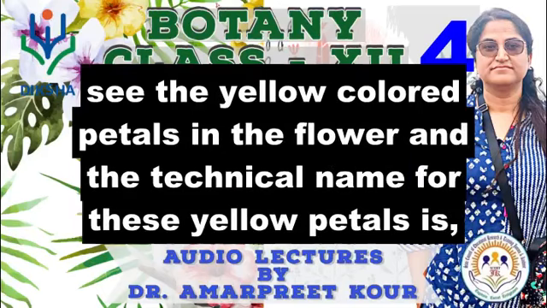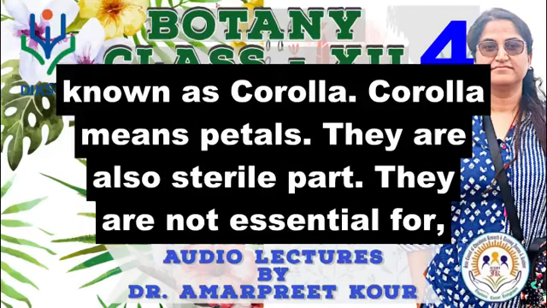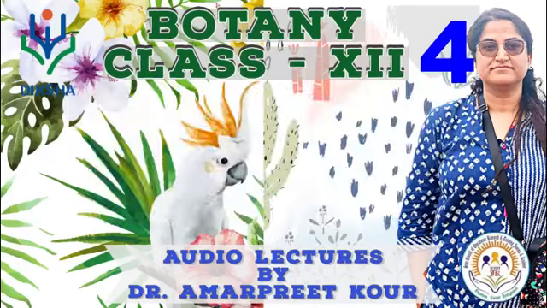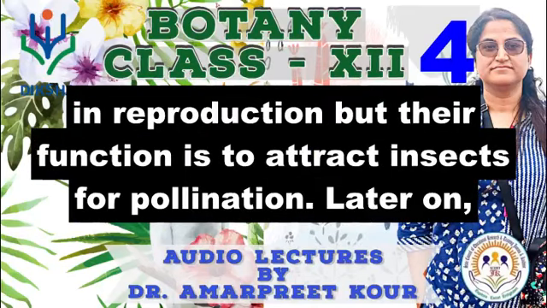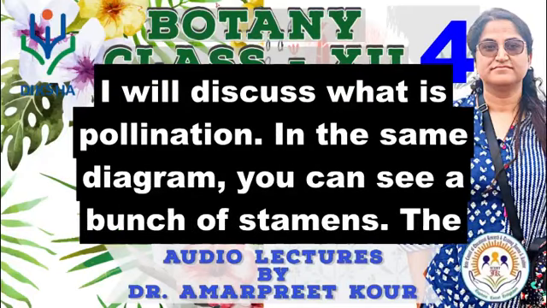Second, you can see the yellow colored petals in the flower, and the technical name for these yellow petals is known as corolla. Okay, corolla means petals. They are also sterile part. They are not essential for flower in reproduction, but their function is to attract insects for pollination. Later on, I will discuss what is pollination.